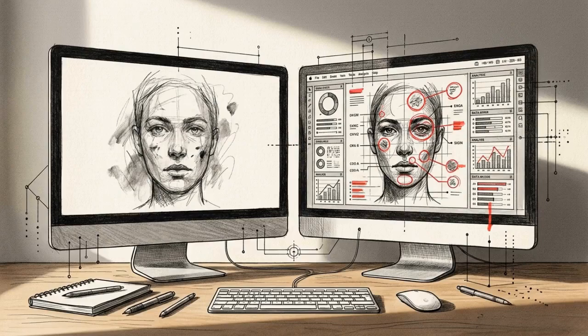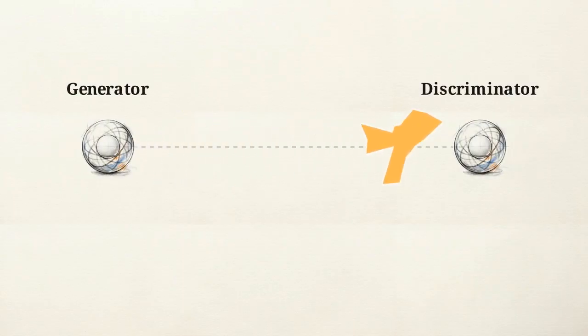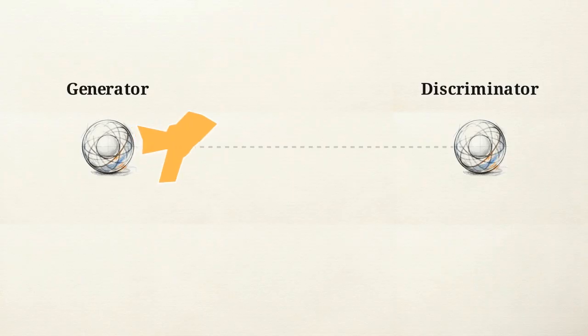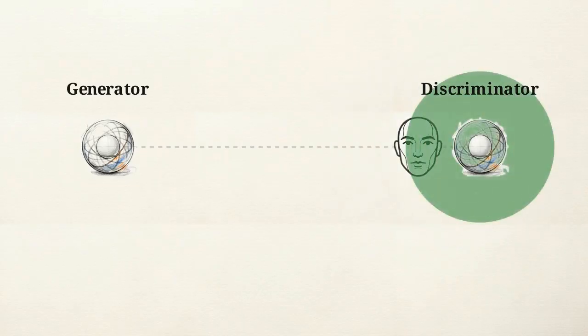This architecture used a competitive mechanic to force the machine to create. A generator creates fake data from random noise, while a discriminator tries to identify those fakes. Every time the discriminator catches it, the generator is forced to refine its output. This loop continues until the generated images become indistinguishable from reality, fooling the discriminator.